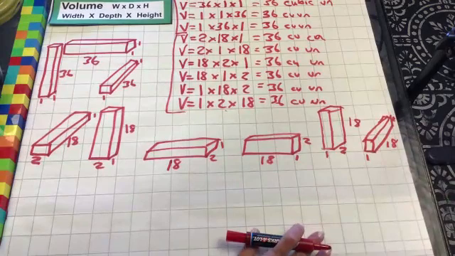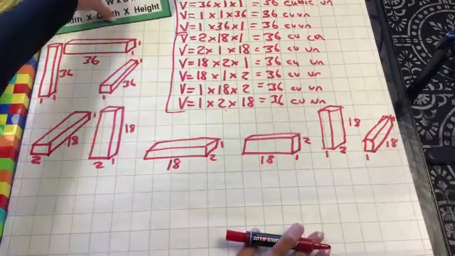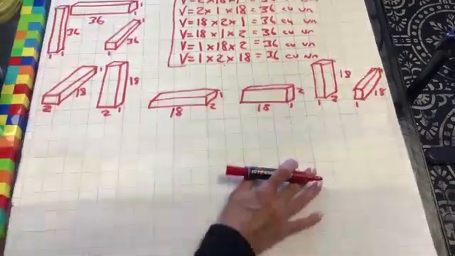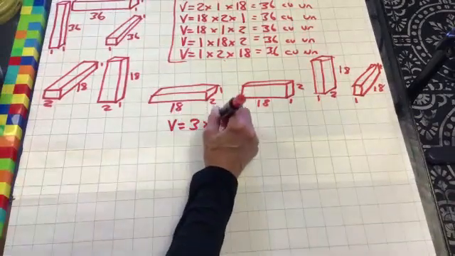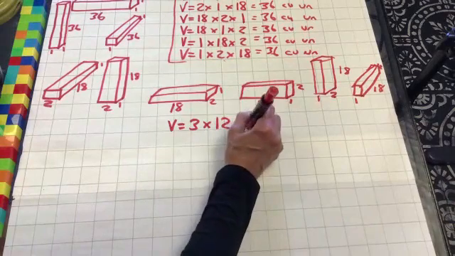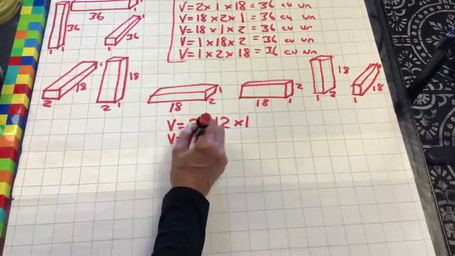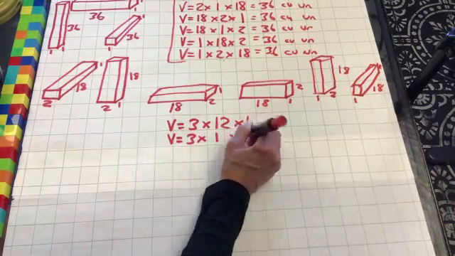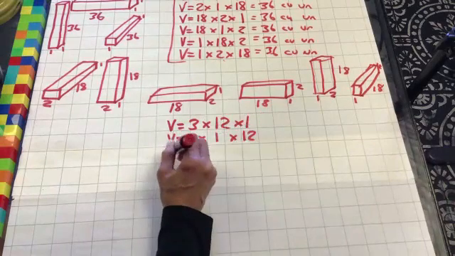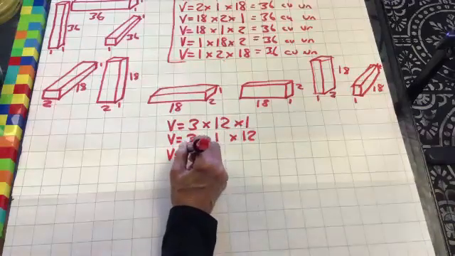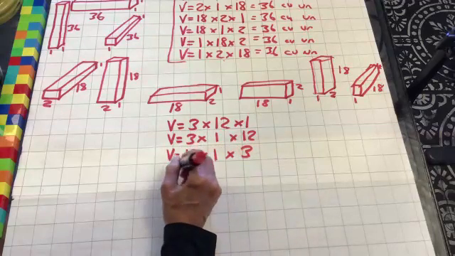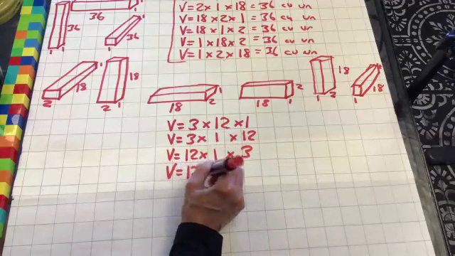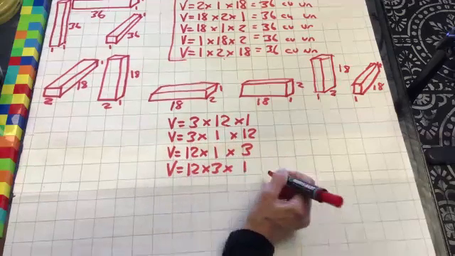Now we're going to do 3 by 12. So here we go. Move it up. 3 times 12 times 1. 3 times 1 by 12. Then we can do a 12 by 1 by 3. We can do a 12 by 3 by 1.